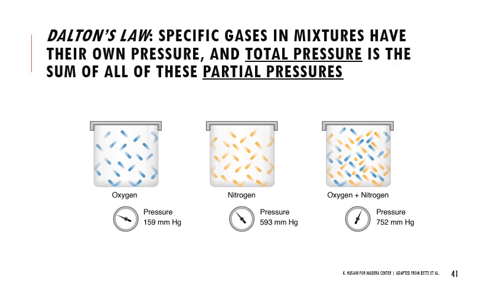We characterize this with Dalton's law, which states that the specific gases in mixtures have their own pressure, their own partial pressure, and total pressure is the sum of all of these partial pressures. So in this image here, we have three different chambers, one with just oxygen, one with just nitrogen, and one with a combination of those two. And so we can see that the partial pressure of oxygen is 159, the partial pressure of nitrogen is 593, and when we put that all together, the total pressure is 752 millimeters of mercury. So we see this summation of partial pressures.